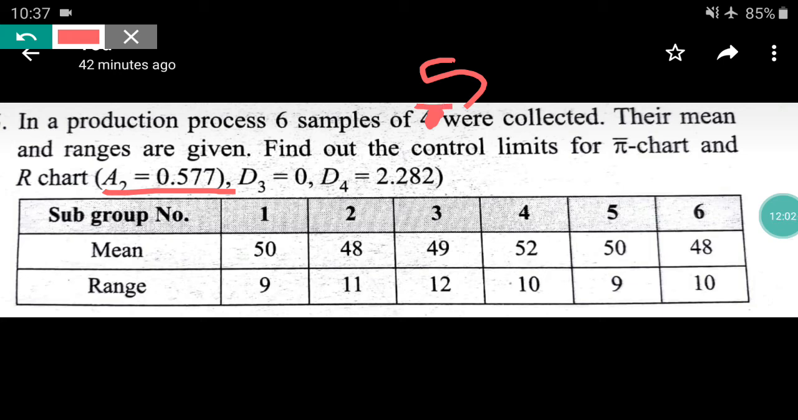Okay, after that D4 value is, for sample size 5 it comes 2.116 something, but you should take 2.282, not a problem. Okay, no variations available here. Now we have got the A2 value and D4 value. Now we will solve the problem. After that their mean and range are given. Find out the control limits for X bar chart and R chart.